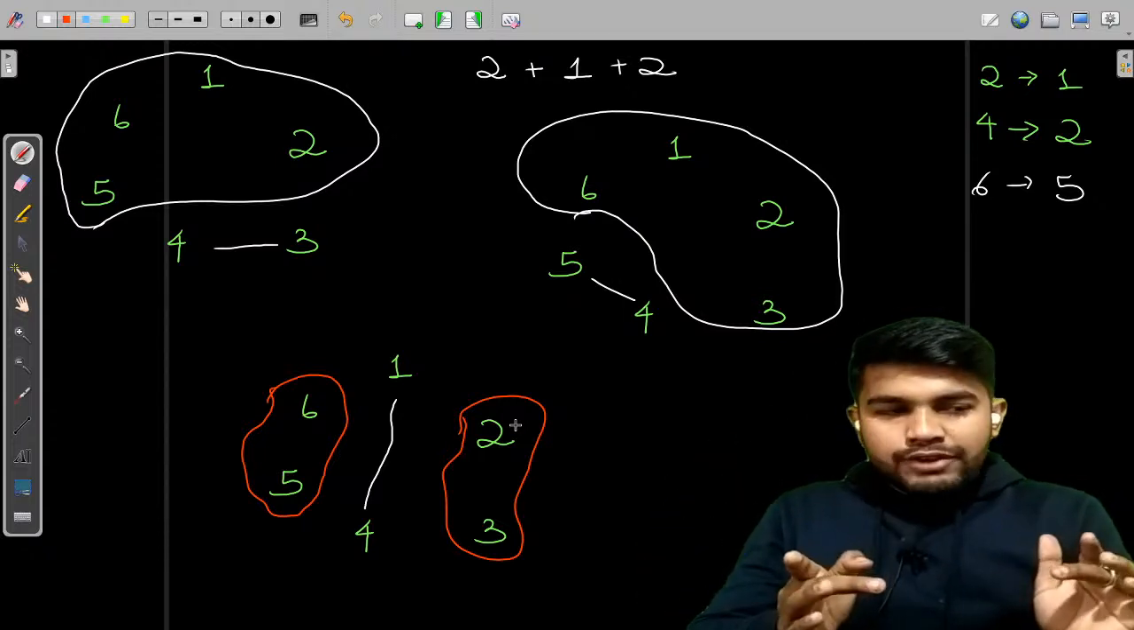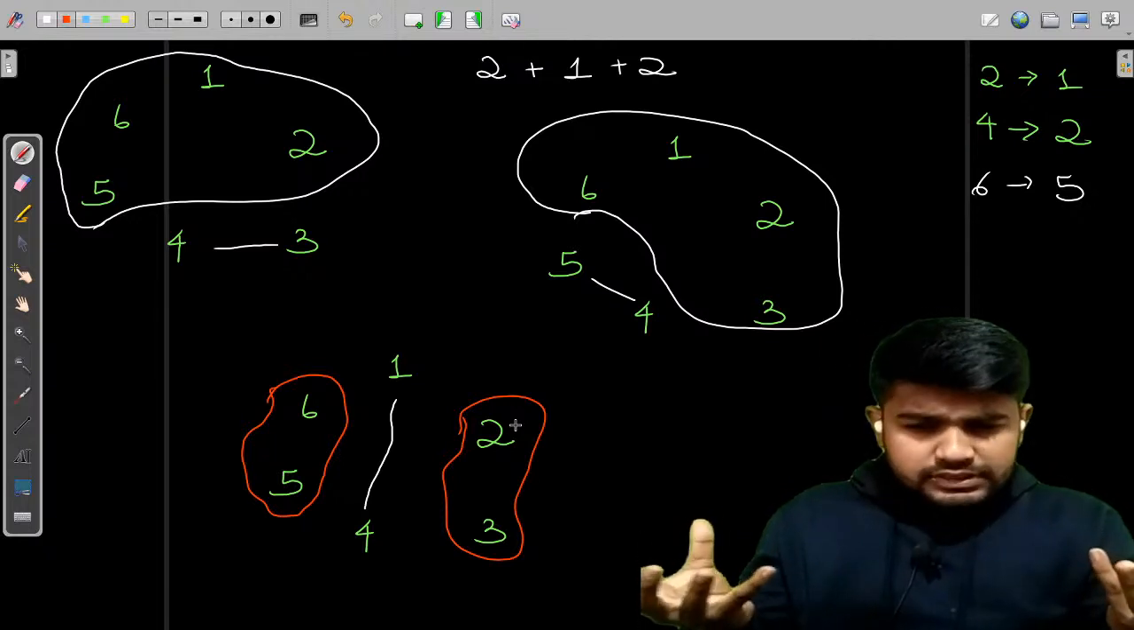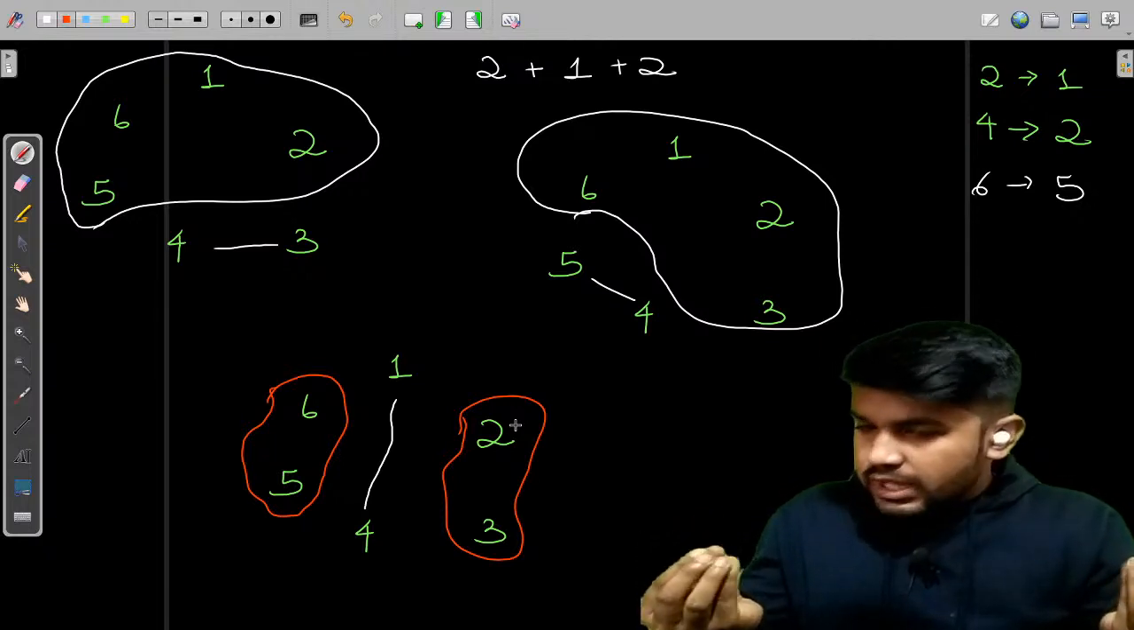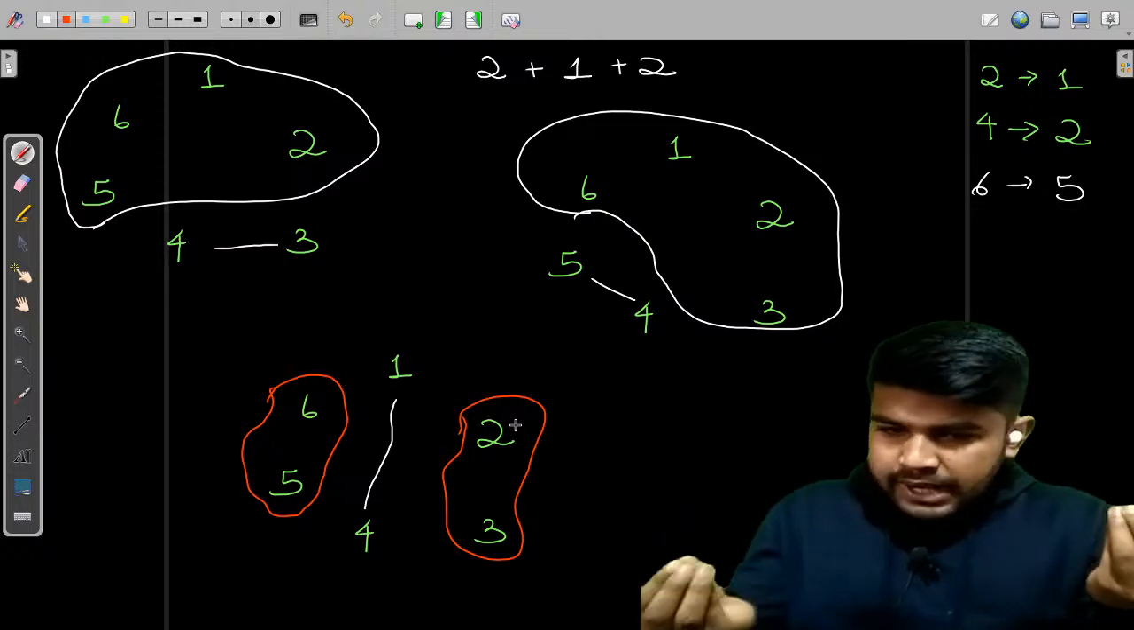So if going from this side to this side is not an option, then they need to do the settlement among themselves. If they do the settlement among themselves, then it will be this side multiplied by this side.